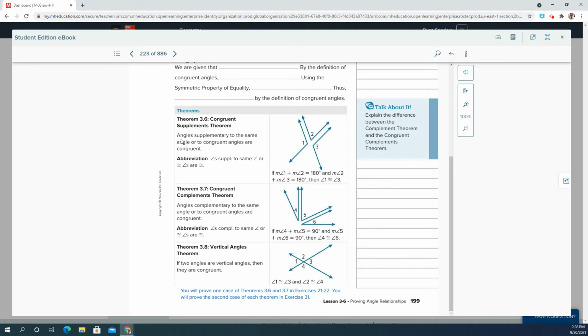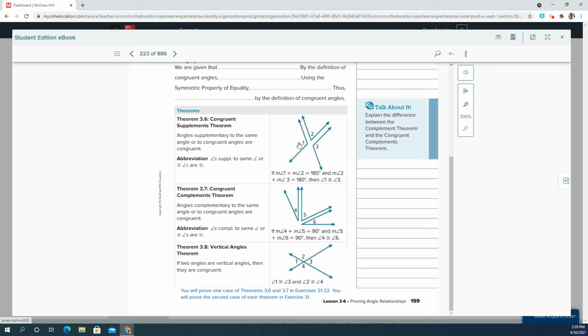Congruent supplements theorem: angles supplementary to the same angle or to congruent angles are congruent. So we're just looking at the fact that some of these angles are congruent. Angle 1 plus angle 2, it looks like they're on a line. That means they form 180 degrees. Angle 2 and angle 3, those look like they're on a line too. That means they're supplemental. They add up to be 180 degrees also.